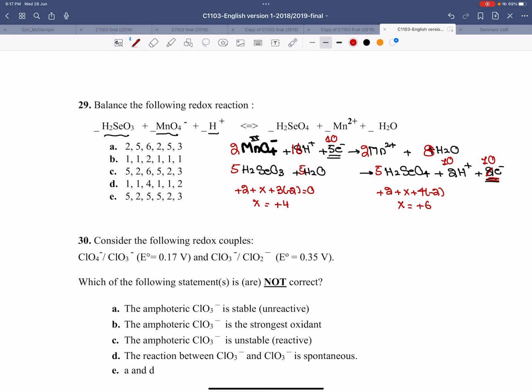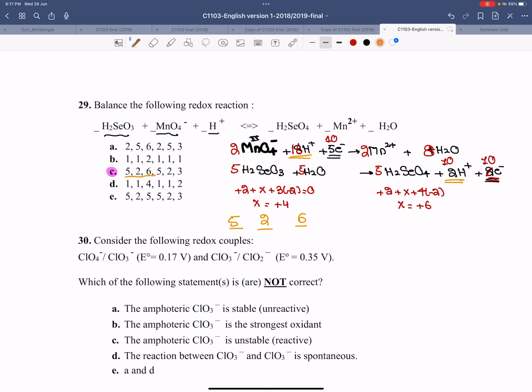What you do now is you start to subtract the commonalities. What do I mean by that? Basically, you have 16H plus, 10H plus. What you have left is 6H plus. So you have 6H plus in your reactant. You have 2 MnO4 minus, and you have 5. So the first series is basically 5 to 6.